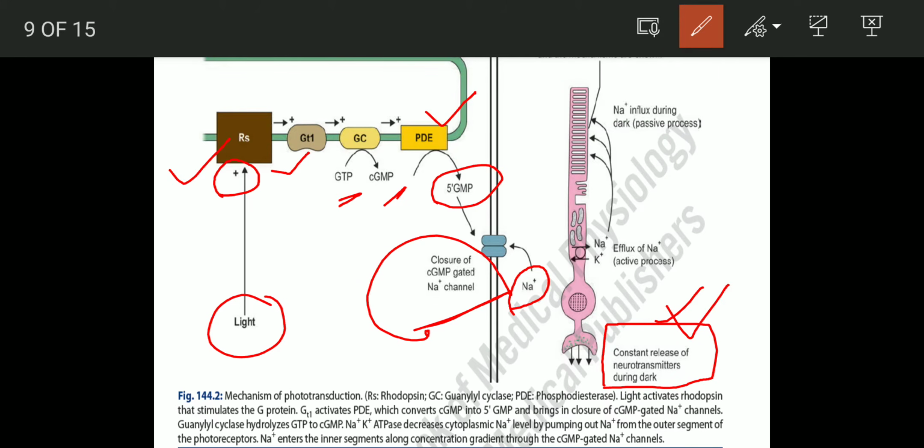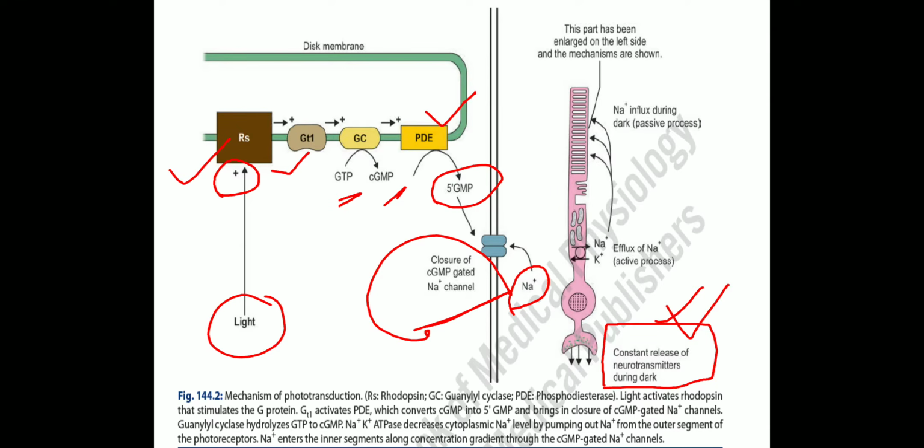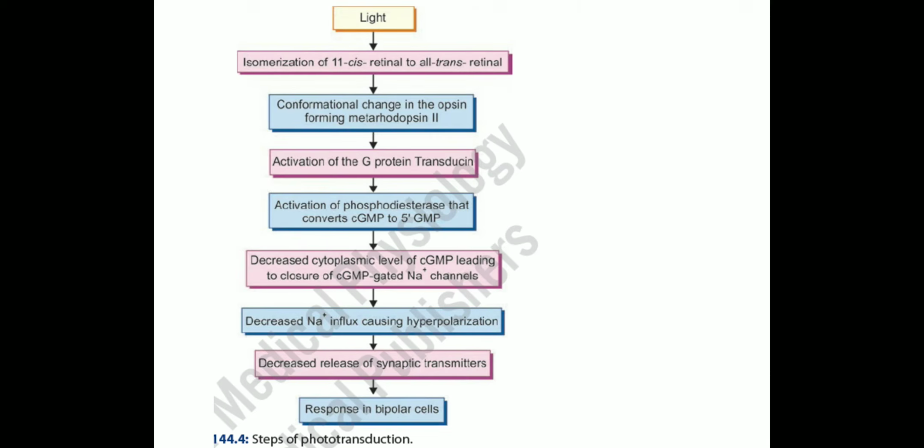So this is how your whole rod cell functions. Whenever there is light, the ATPase activity basically decreases, and the sodium is pumped out of the outer segment of the photoreceptors, as you can see here. This flow chart describes very beautifully that whenever there is light, this causes isomerization of 11-cis retinal to all-trans retinal.